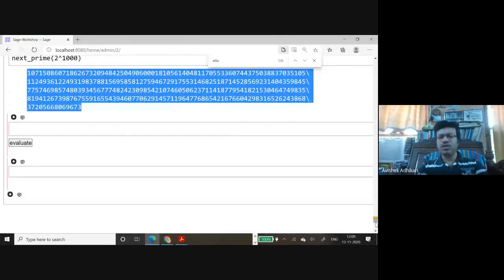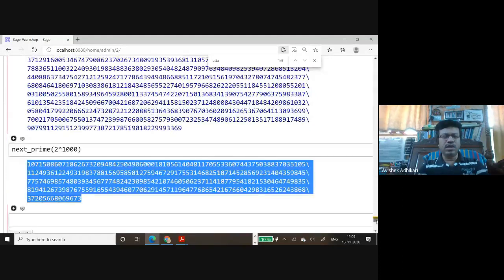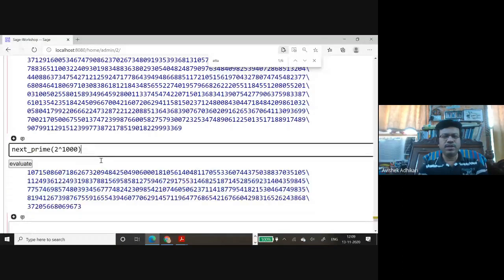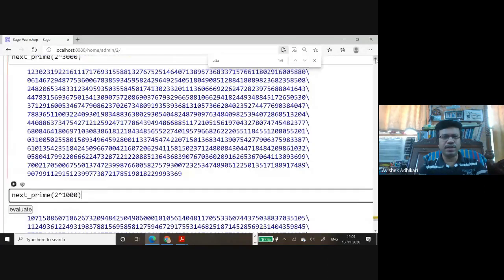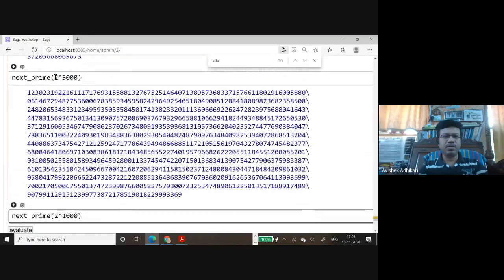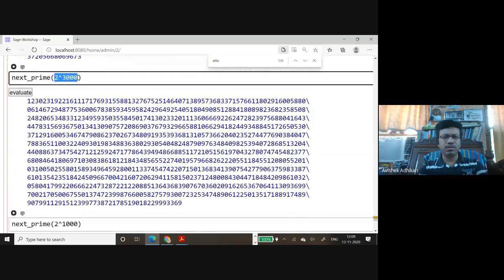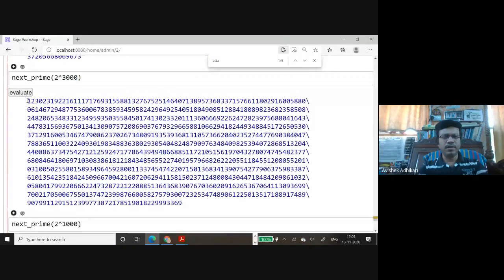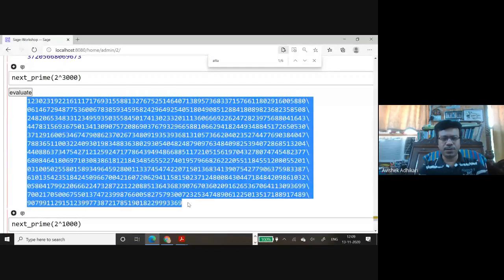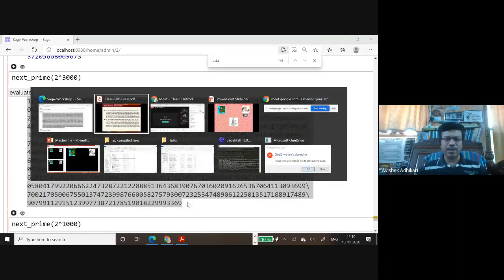So how is this small code giving me this big prime? This is basically the prime that I explained here. This is the next prime of 2 to the power 3000. You can see that it took maybe 2 to 3 minutes to give me this big prime. So it's very easy to get these big primes, and I will show you how to get them using some algorithms which are probabilistic primality testing algorithms.